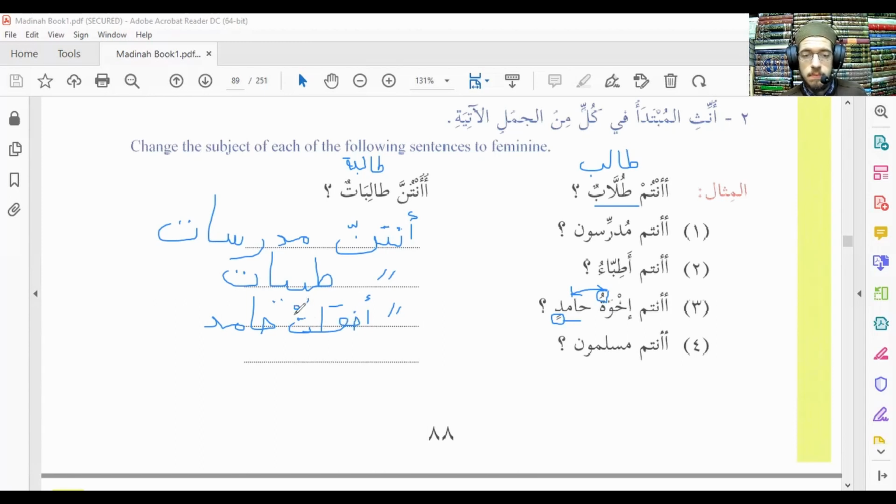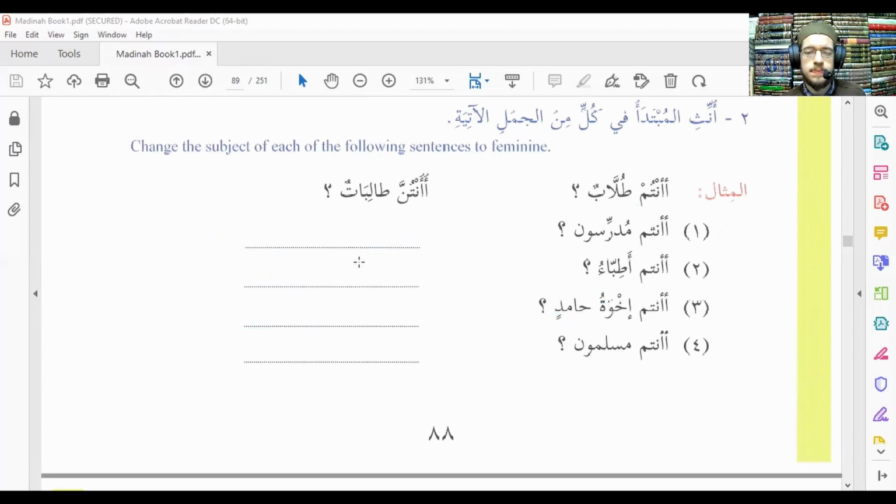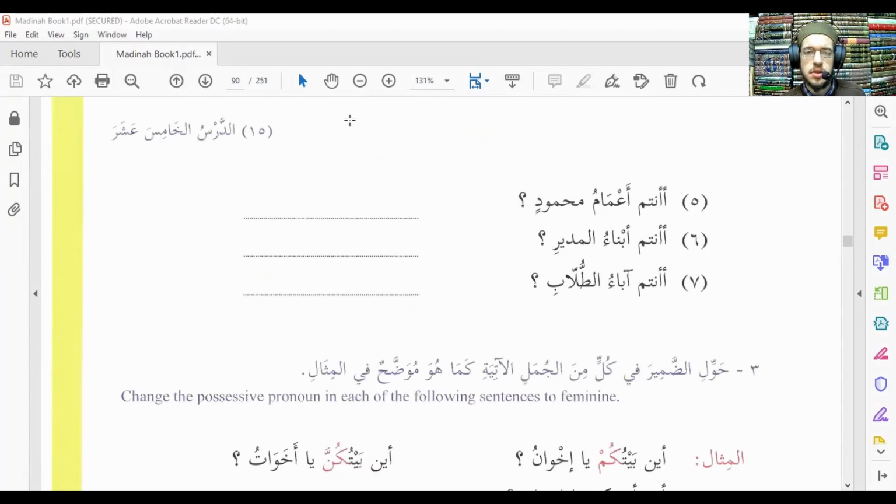Akhawatu Hamidin. Are you all Hamid's sisters? And finally we have antum Muslimun, that's the same exact sort of thing as mudarrisun. Antunna muslimatun. And that concludes 1 through 4. The exercise continues on the next page.